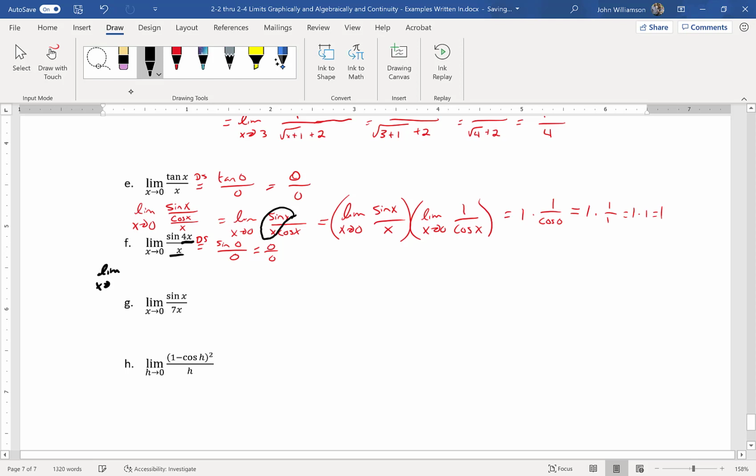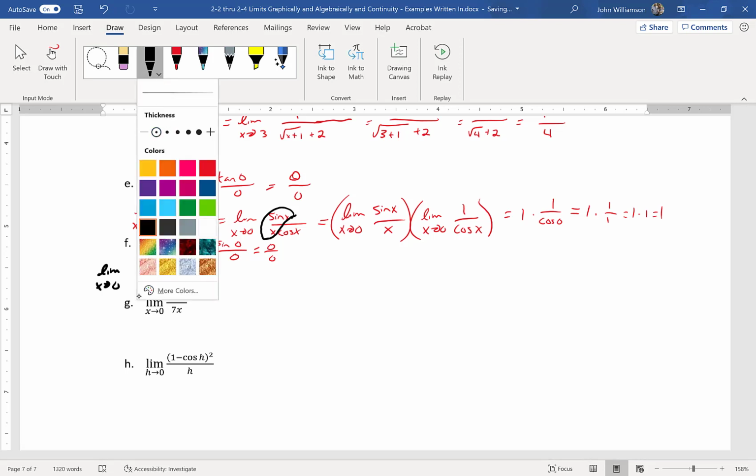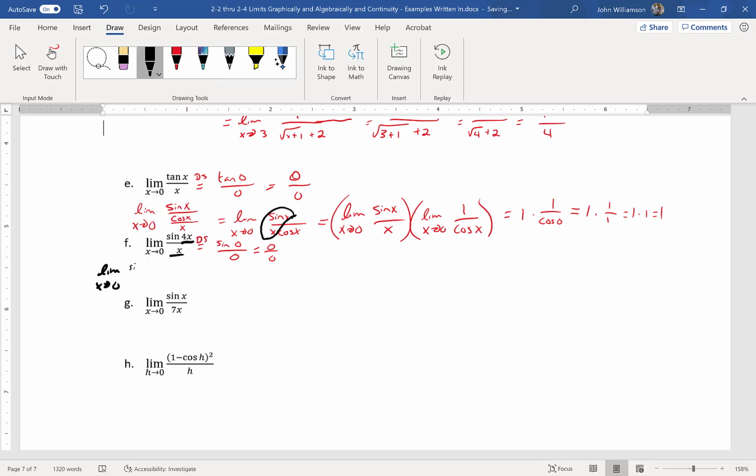So if we do that, limit as x is approaching 0 of sine of 4x over x, right? Well, we've got to have the same thing. So if I need a 4 in the denominator, I can divide by 4.